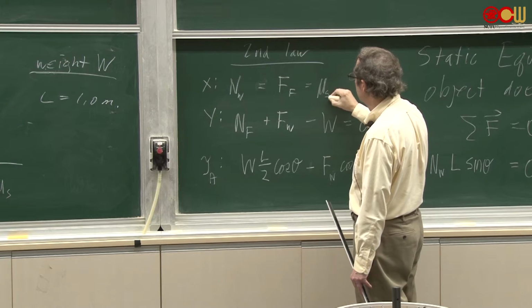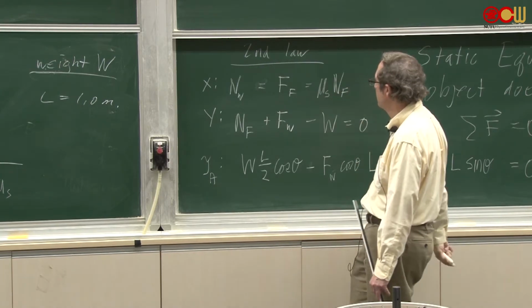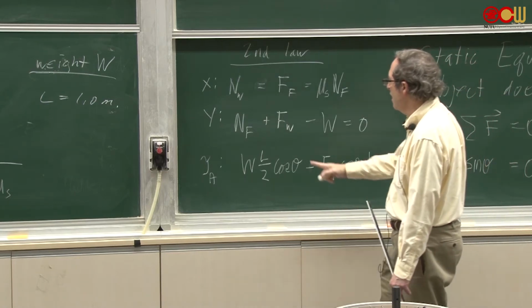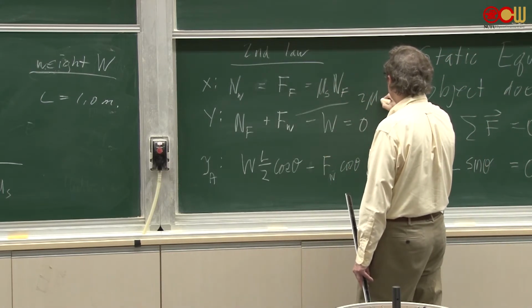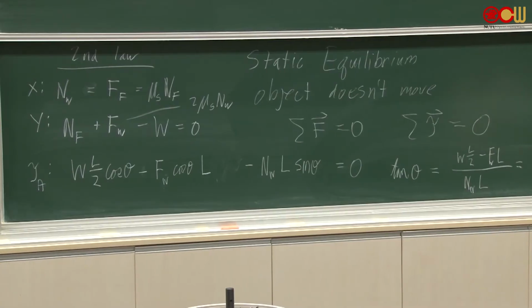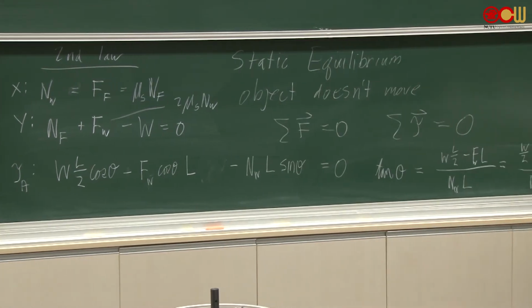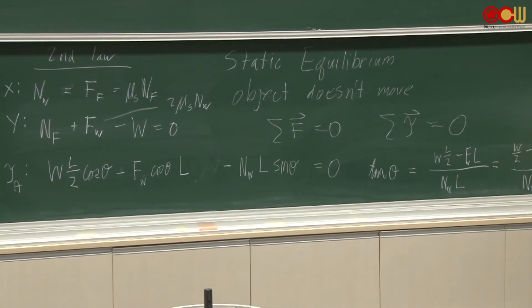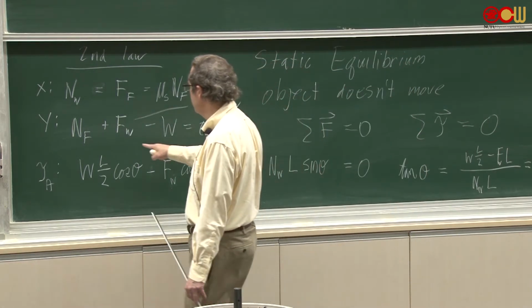All right, so maybe we could write, what would this be? mu s times what? N floor, right? And this guy would be 2 mu s times N wall. I don't know if that would help us. So we'd have to go through all this and see if we can get rid of these two in terms of W. Let's see if we can do that.